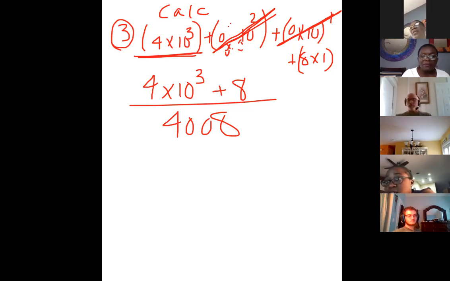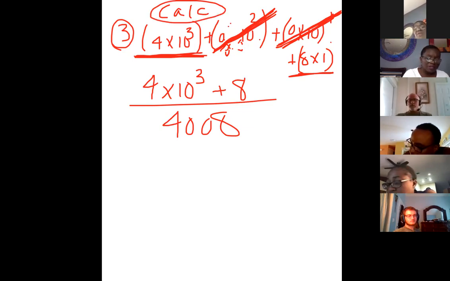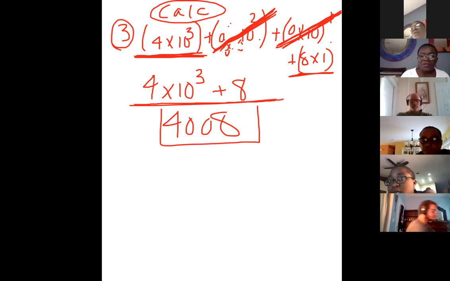All right, so Melanie, when you're doing this problem, what you have to realize is for the second set of parentheses, you got 0 times 10 to the second. 0 multiplied by anything is just 0, so we get rid of it. Same thing with the third set of parentheses. 0 times anything is just 0, so we get rid of it. So what we're left with is the 4 times 10 to the third, and then plus the 8 times 1. So this is a calculator problem. On your calculator, Melanie, you just type in 4 times 10 to the third plus 8, and let the calculator do it for you. So the answer turns out to be 4,008. Right now, any questions?